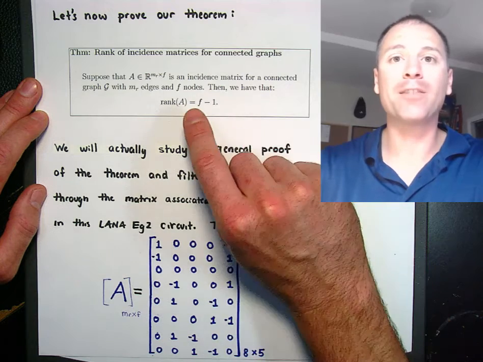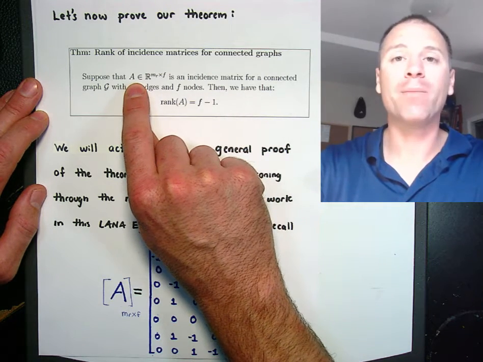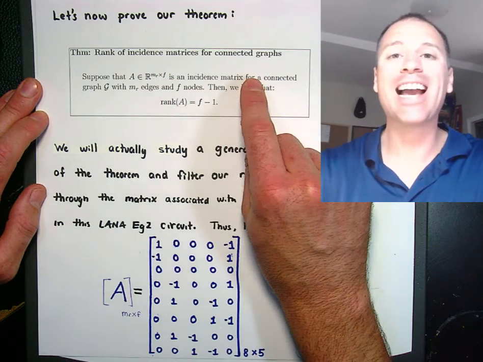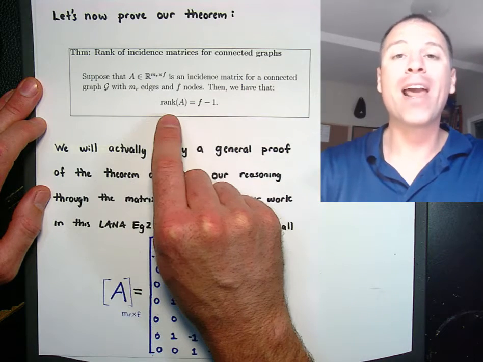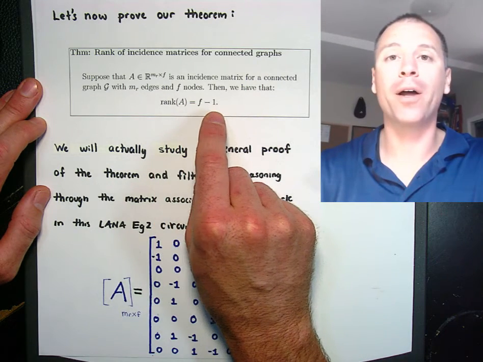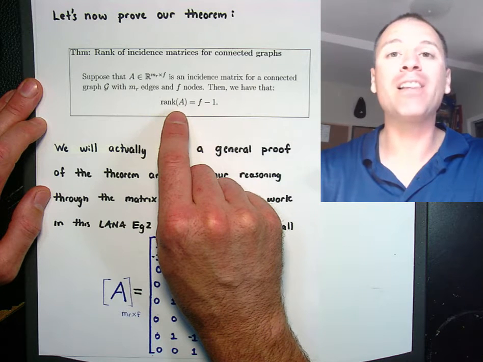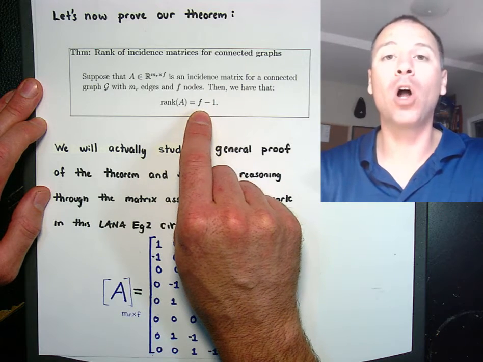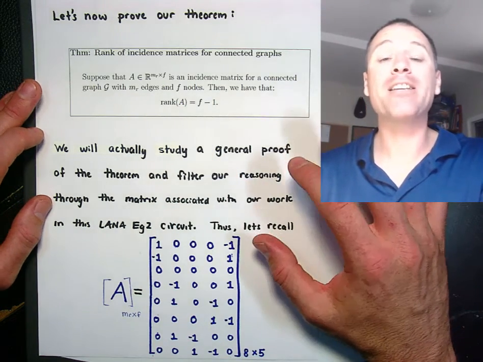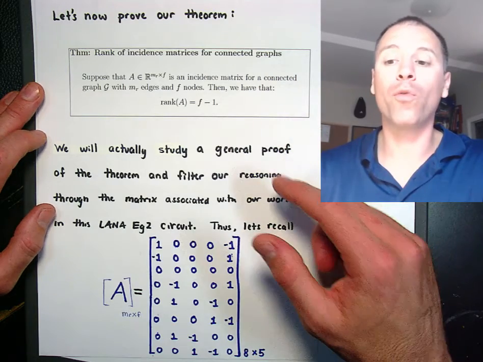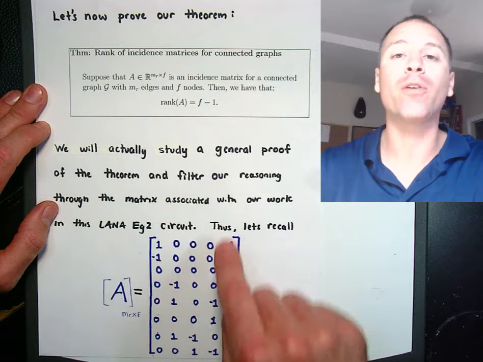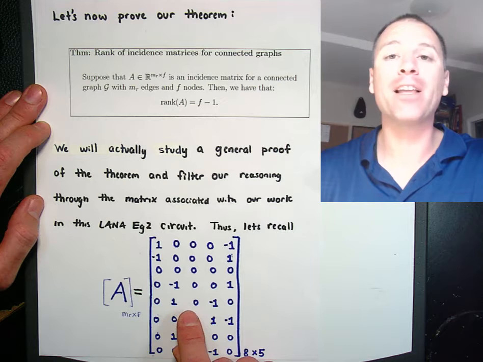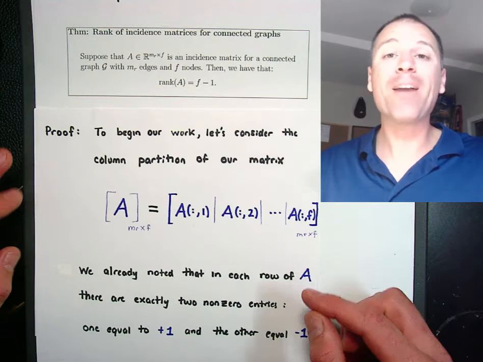Specifically, we saw this in the last video. If we have an incidence matrix A with m sub r rows and f columns that models a connected graph, then the rank of that matrix is f minus 1. Another way to say that is the number of linearly independent columns of A is the total number of columns of A minus 1. We're going to develop the proof in general, so this will hold for any incidence matrix, but we're going to filter that result through the specific matrix that we generated for the deactivated resistor circuit digraph model. With that in mind, let's begin our proof.